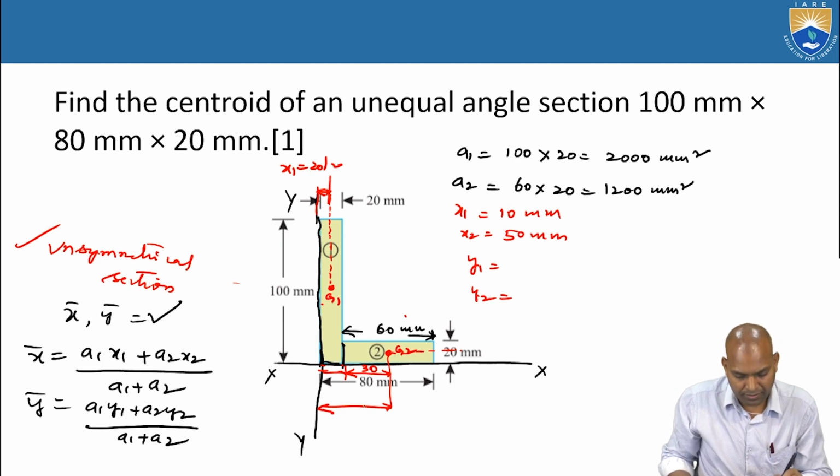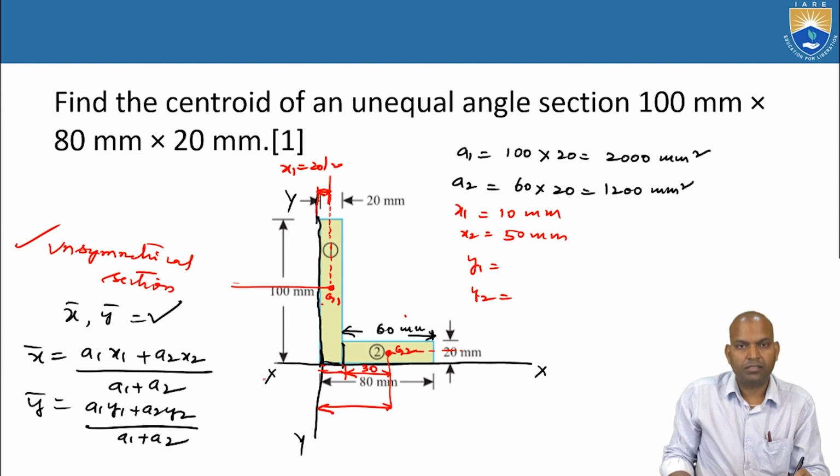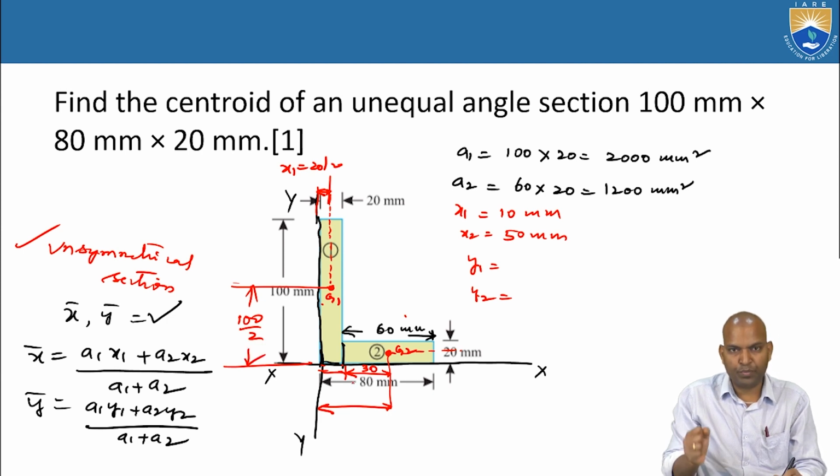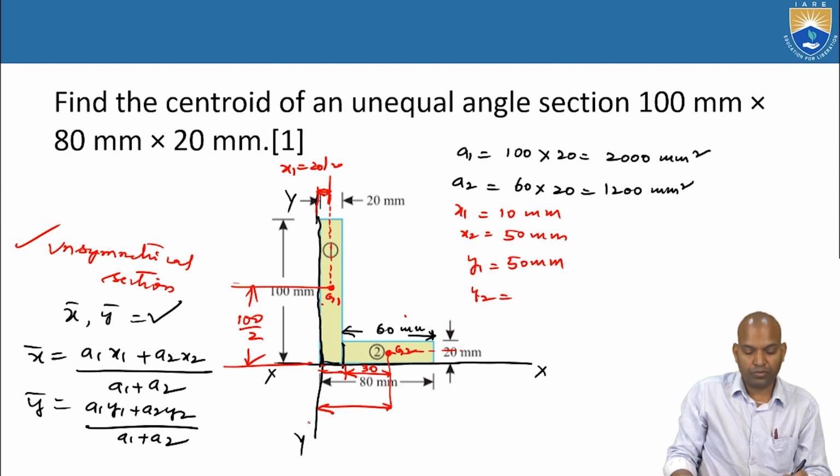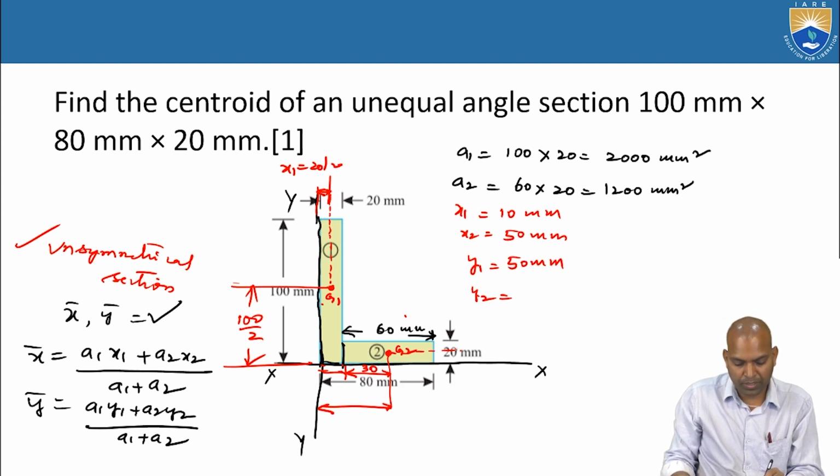What about y1? It is the vertical distance from the centroid of section 1 to the horizontal reference axis. This is 100 by 2, that is b by 2. You have studied a by 2 before. That is y1 equals 50 millimeters. What about y2? y2 is 20 by 2, that is 10 millimeters.